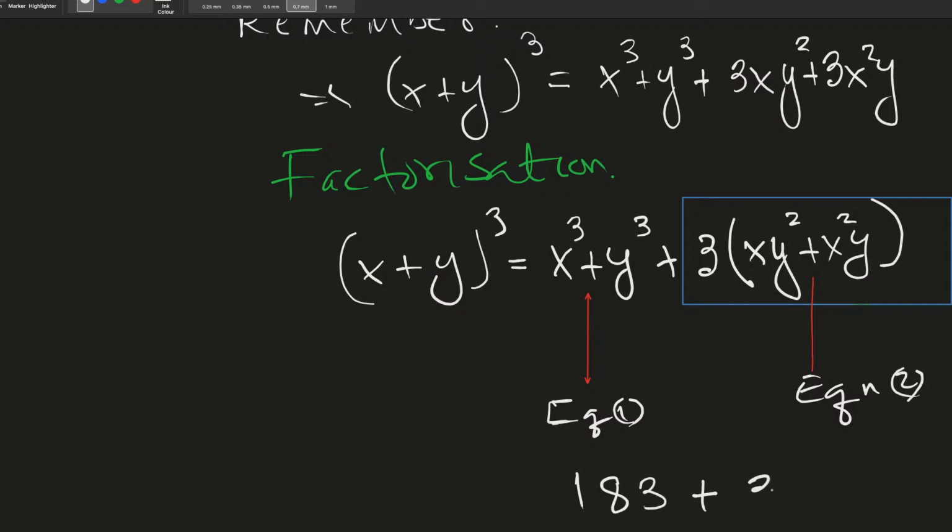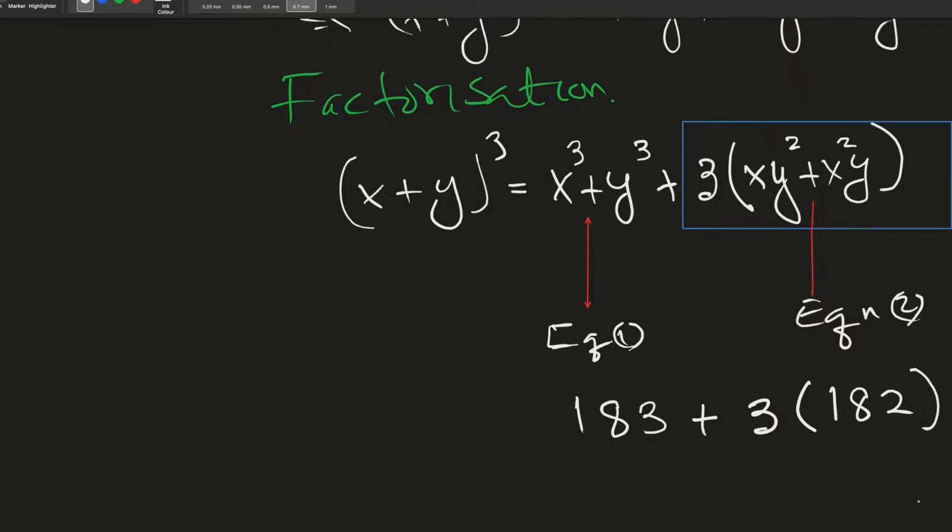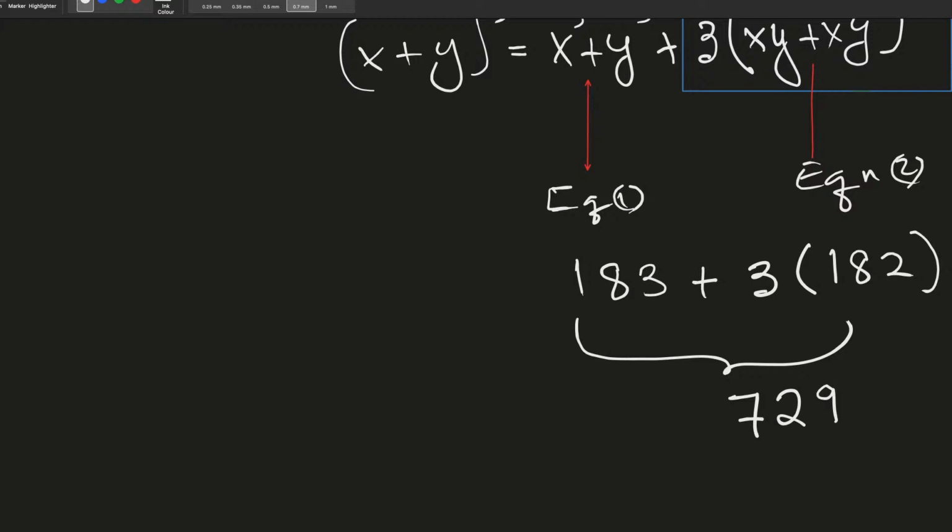Plus 3 times 182. First. And this, if we compute it very well, all what we get is 729. This implies that x plus y all cubed is equal to 729.